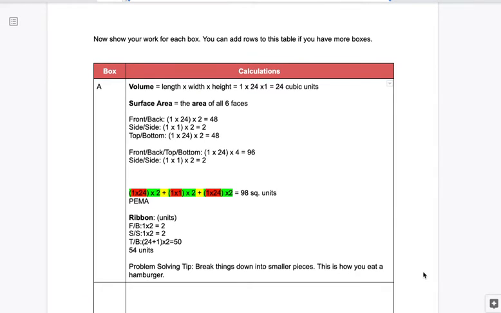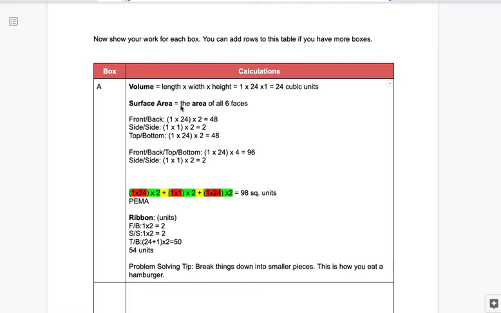So here's an example of how you would show calculations for each of these. Volume, again, length times width times height. And it's always nice to write this in. And playing with little cubes can help you recognize this. You might ask yourself, if a Rubik's Cube, a 3 by 3 by 3, was solid, just made of cubes, how many cubes would be in there? So this is 1 times 24 times 1, so it's 24 cubic units.